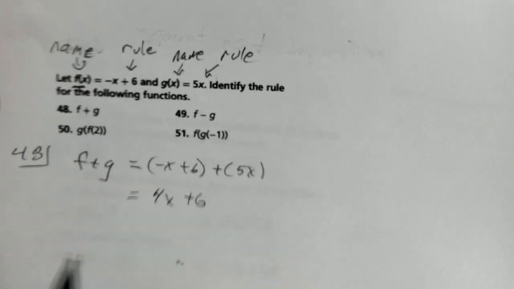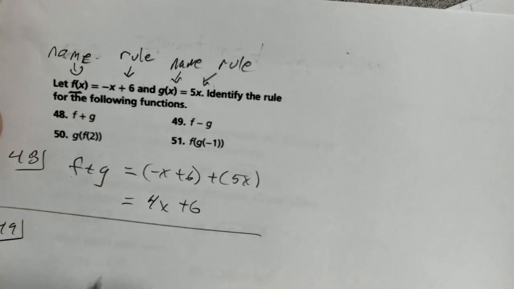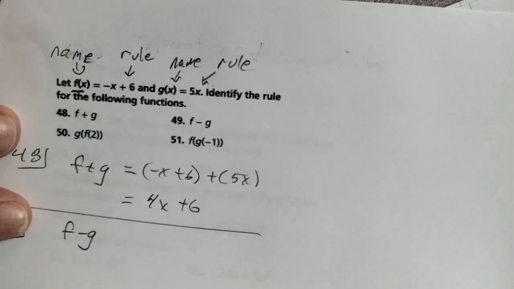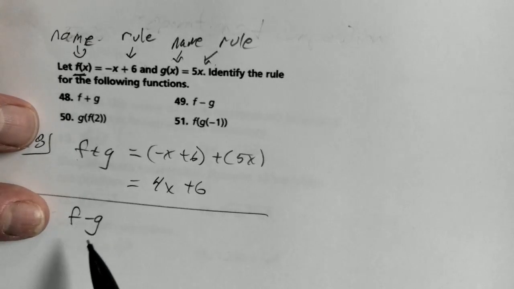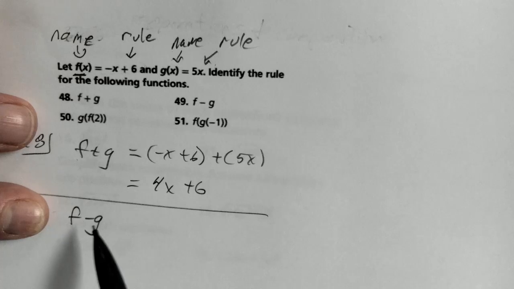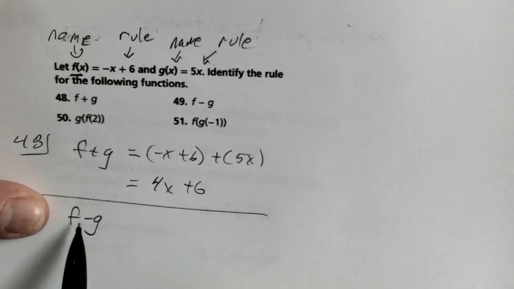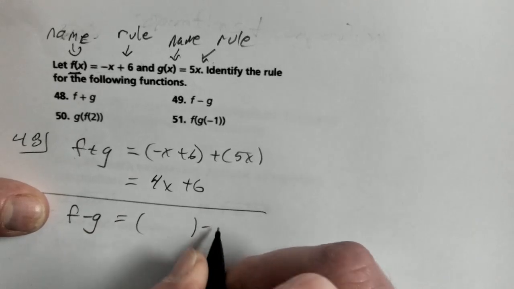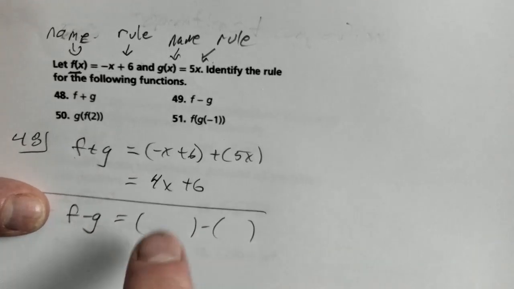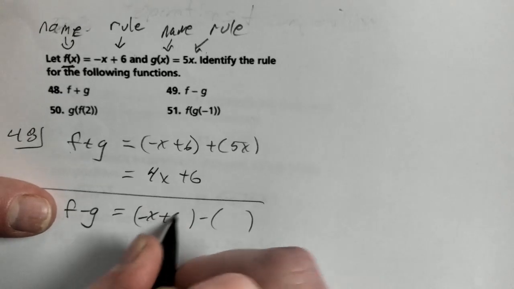All right. 49. Similar story. We have f minus g. Now, my hope is that everybody understands that subtraction order matters. So dealing with f minus g, that's the name. And what it tells us to do is to take the rule for f and then subtract the rule for g. So the rule for f minus the rule for g. So what's going to go inside here? Negative x plus 6. And what goes here?